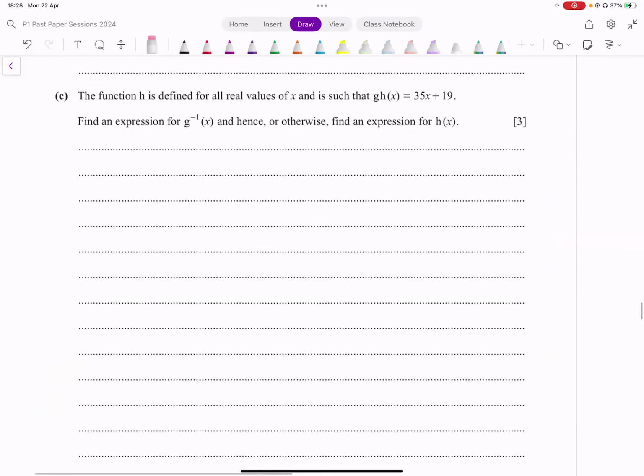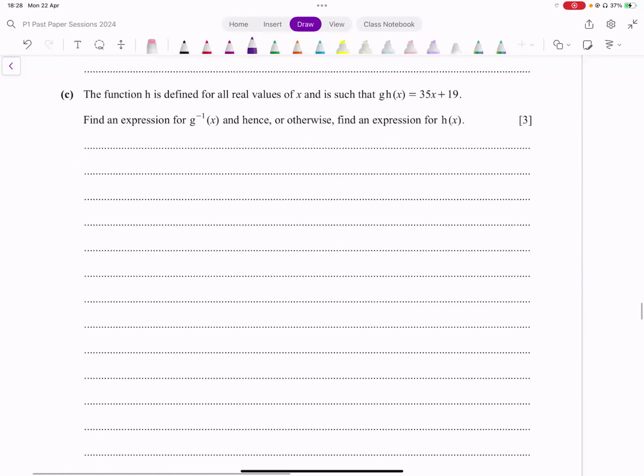Now, in the next part, it says, the function h is defined for all real values of x, and it's such that gh of x is 35x plus 19. This is what we're given. Find an expression for g inverse and hence or otherwise find an expression for h of x.